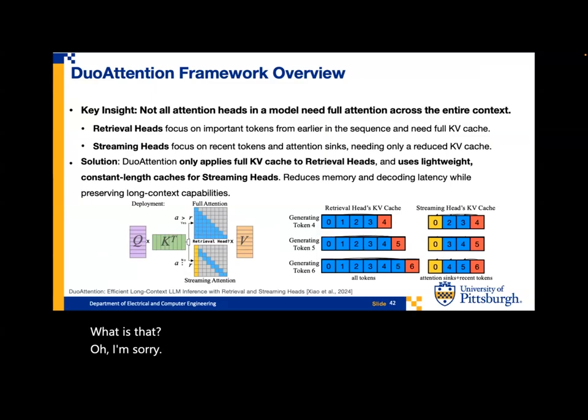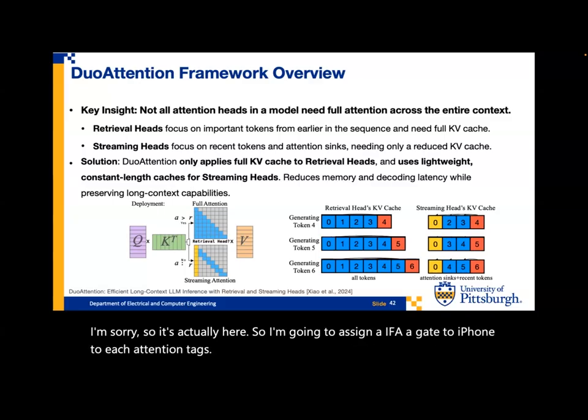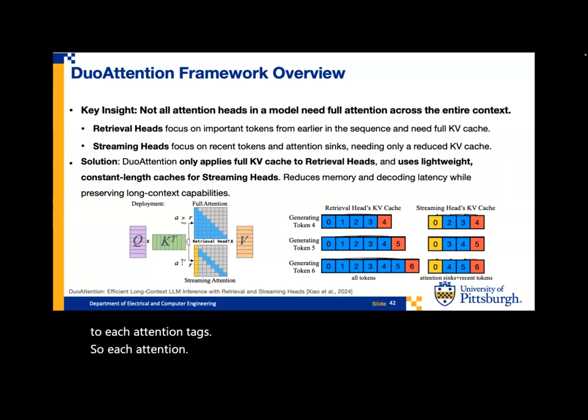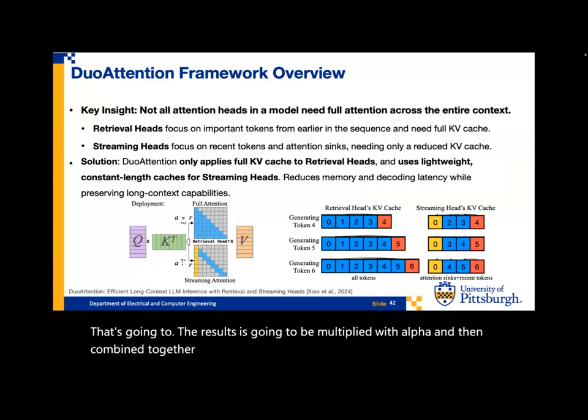So it's actually here. I'm going to assign a gate alpha to each attention head. So each attention result is going to be multiplied with alpha and then combined together to predict the results. But the problem is that I do not know the alpha.